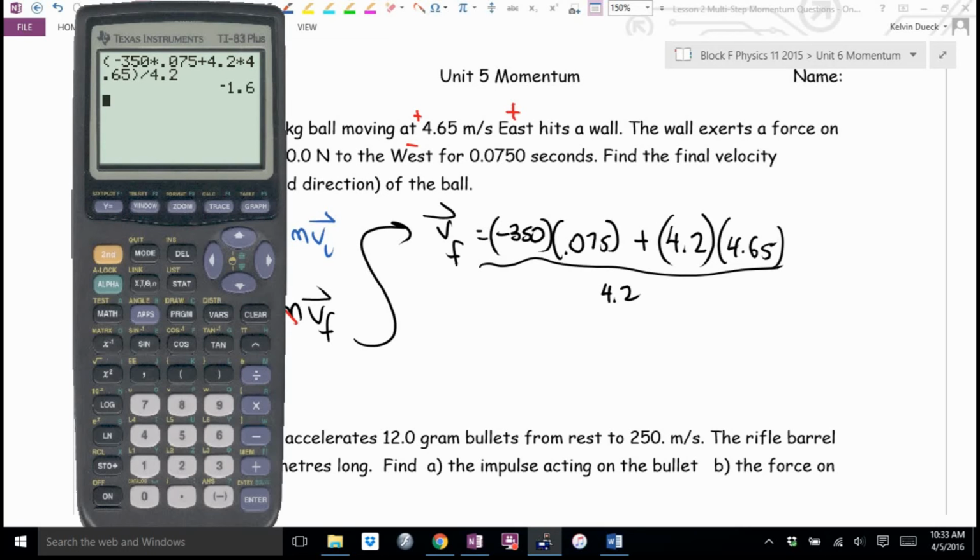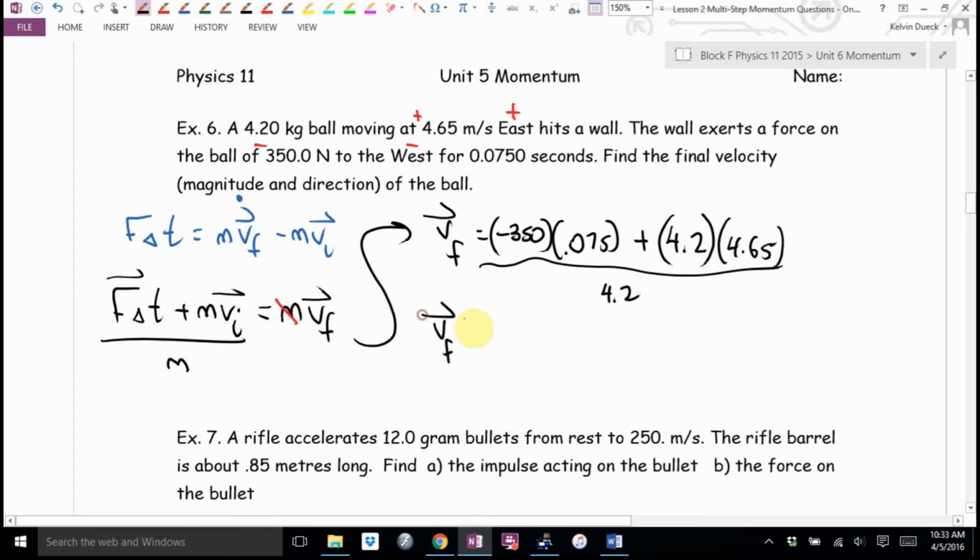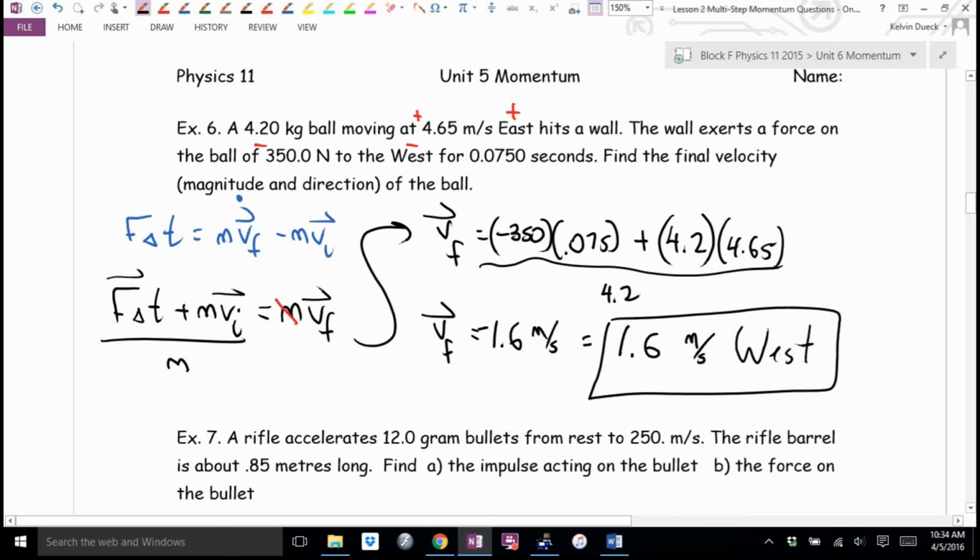Quick like a bunny. Cohen, I got negative 1.6. What direction is that negative telling me? Ah, there it is. Okay. So I got VF equals negative 1.6 meters per second. I'll put an equal sign and I'll say 1.6 meters per second west. The reason I knew I had to write it this way is the brackets. Courtney, what did it say in brackets in the question? Magnitude just means size and direction.